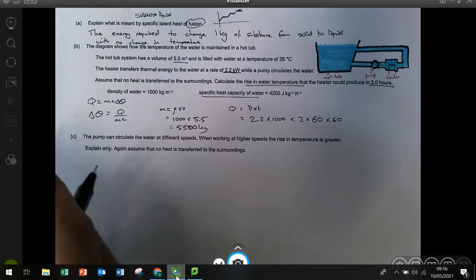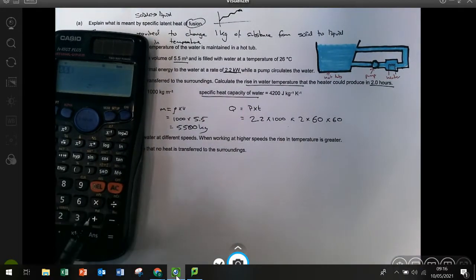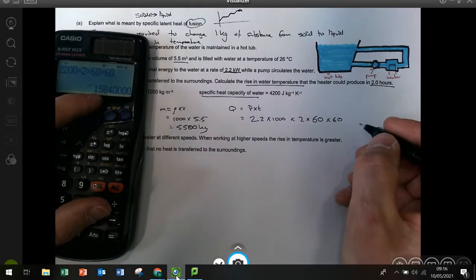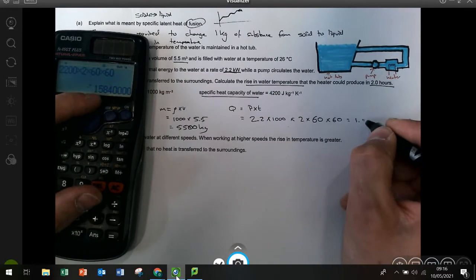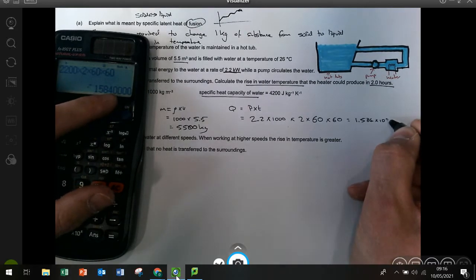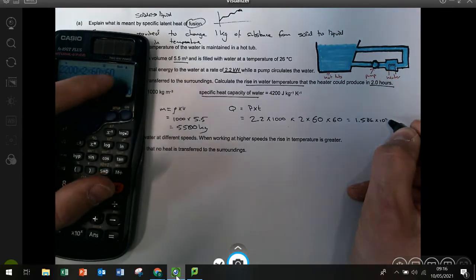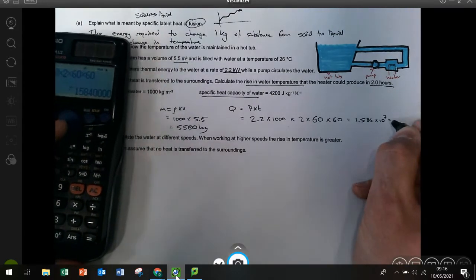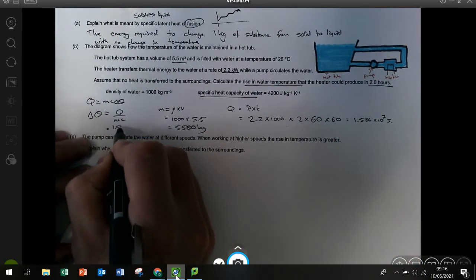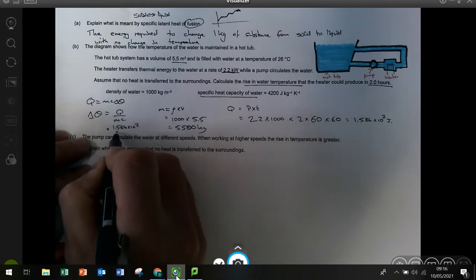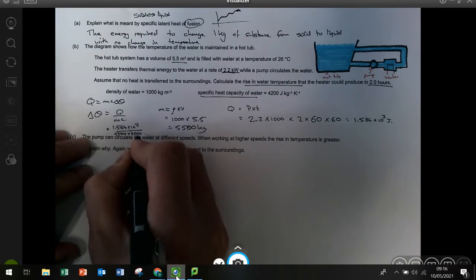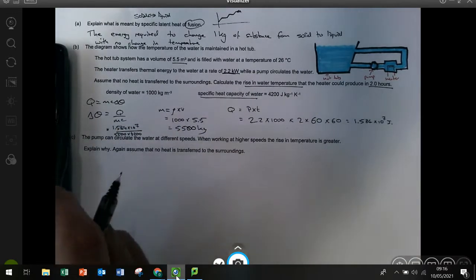So let's just quickly type that in our calculator. 2,200 times 2 times 60 times 60 is a huge number here, which we would expect for 2 hours of heating, 1.584 times 10 to the 7 joules. So now it's just a case of plugging that into the equation here. So 1.584 times 10 to the 7 over 5,500 times by the heat capacity of water, 4,200. And that will give us our temperature change.